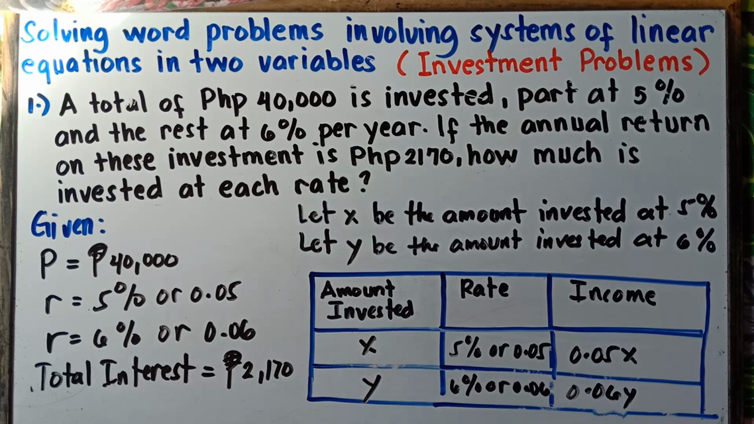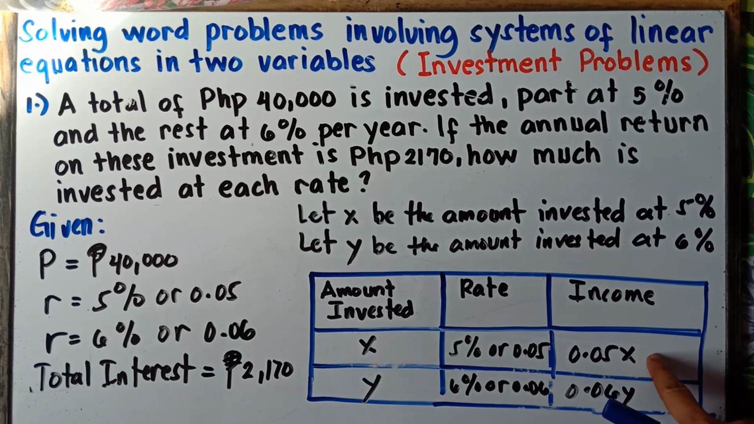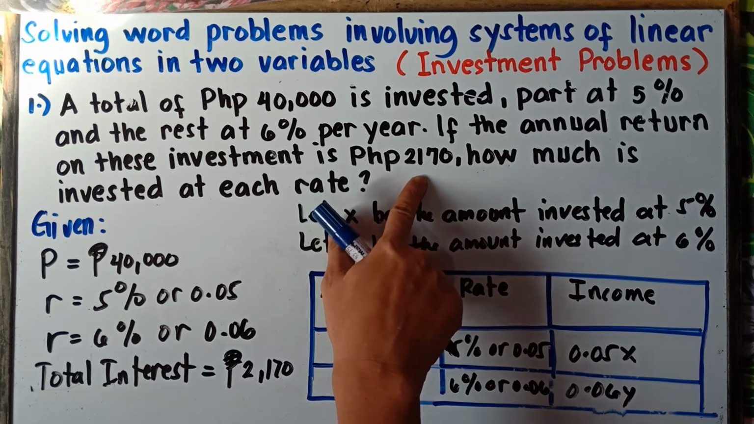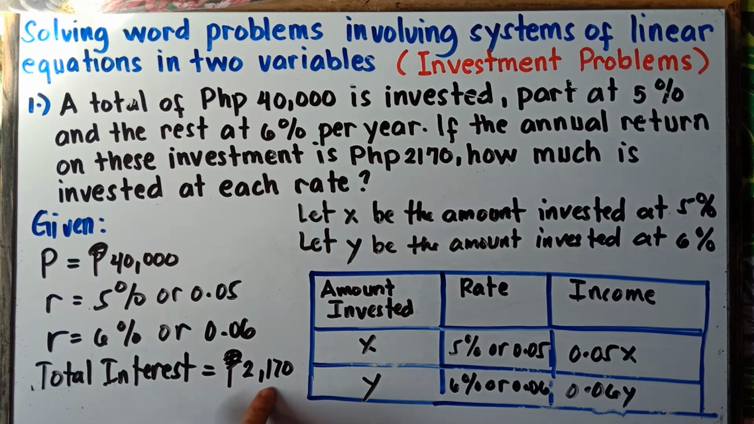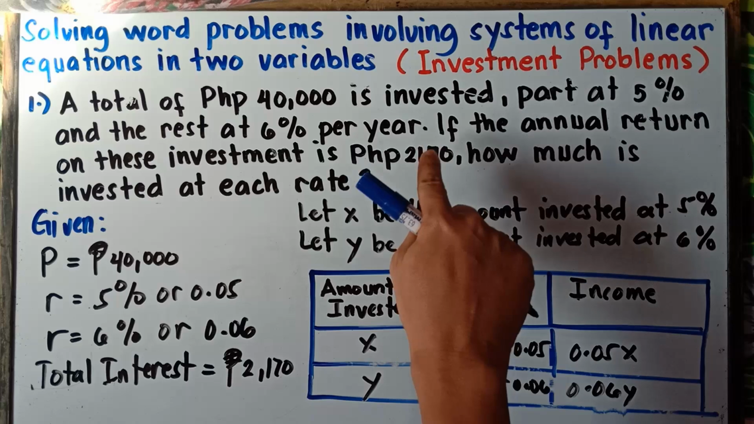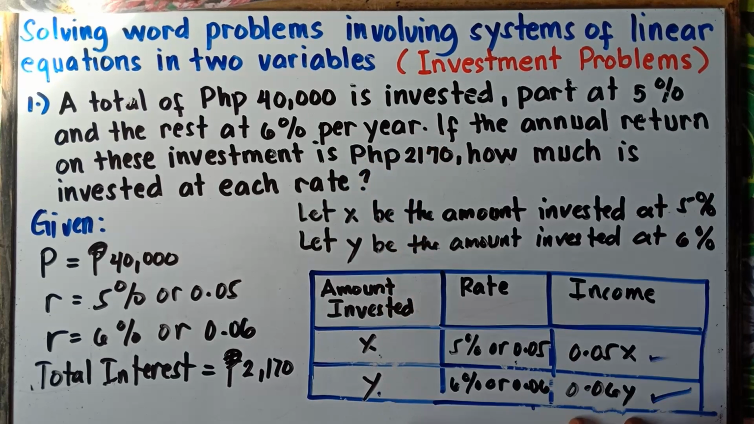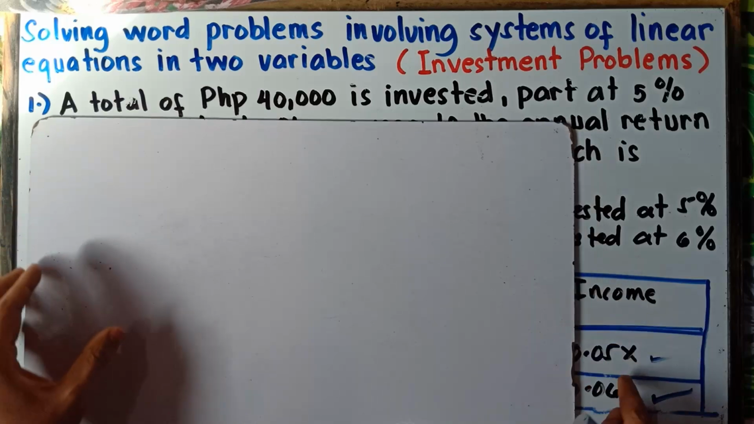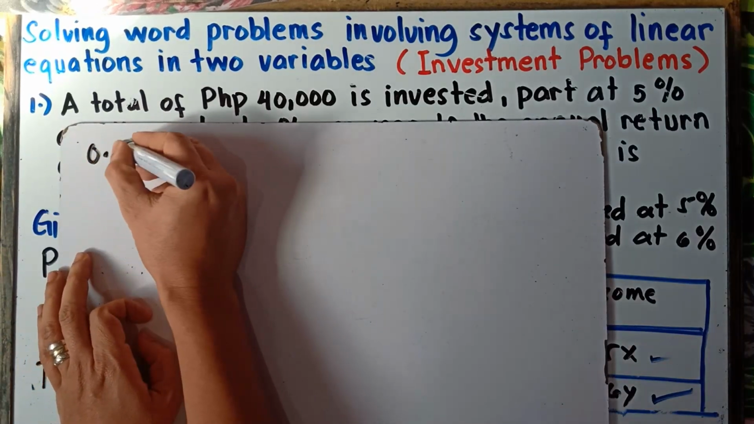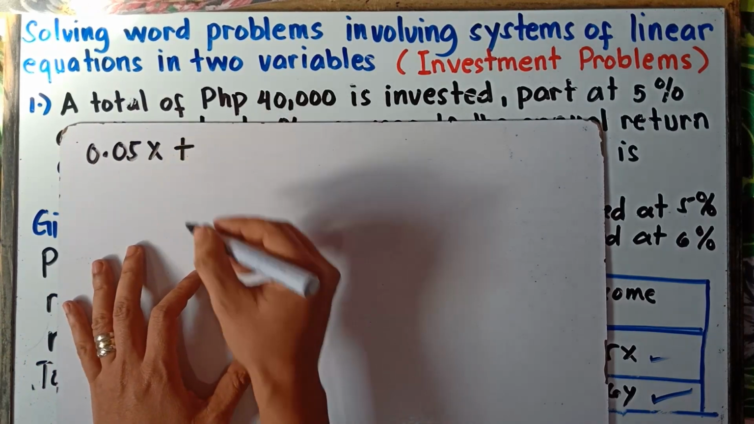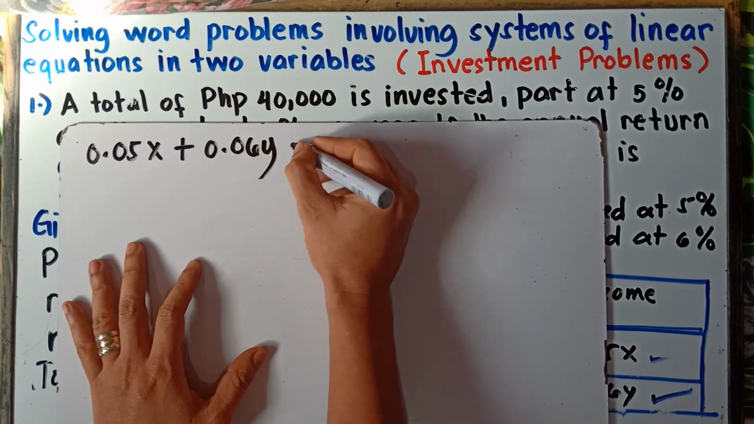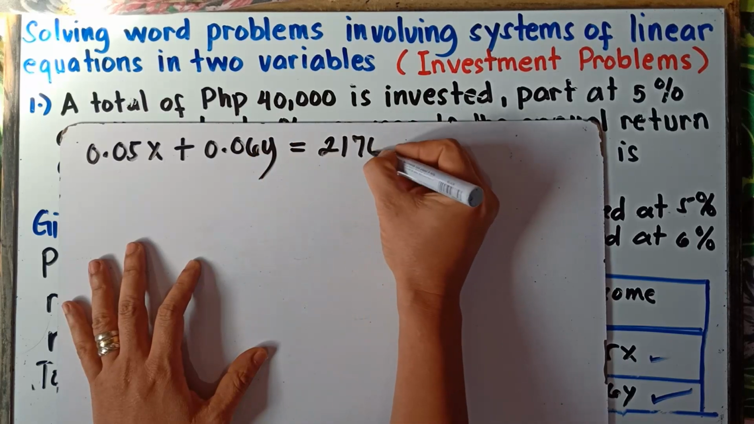Now, we can make an equation. Why is that, sir? Because if you add the interest, this one and then this one, the total, class, would be 2,170 pesos, right? It says right there that the total interest would be 2,170 pesos. So therefore, we can have our equation. We can say, if you add this: 0.05x plus 0.06y is equal to 2,170 pesos.